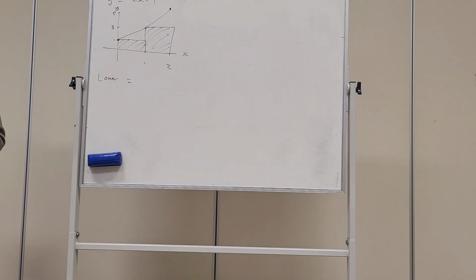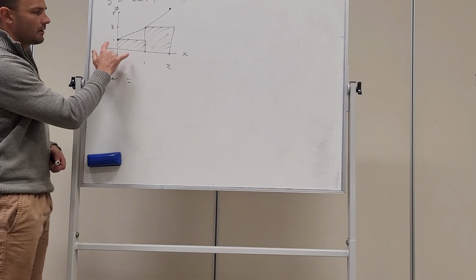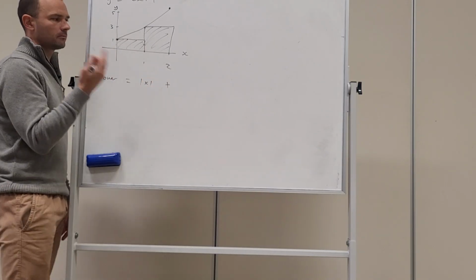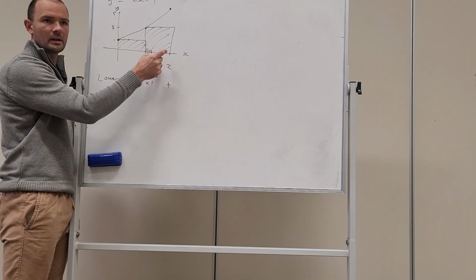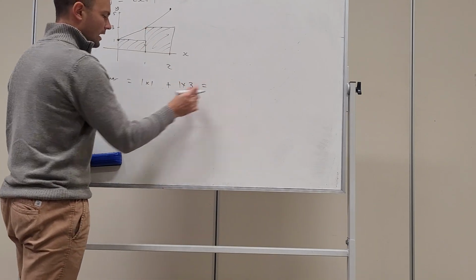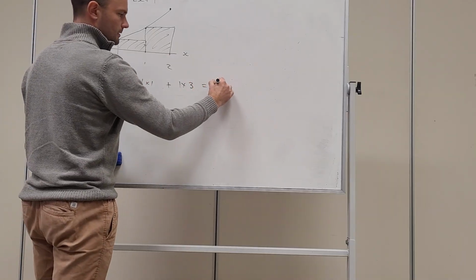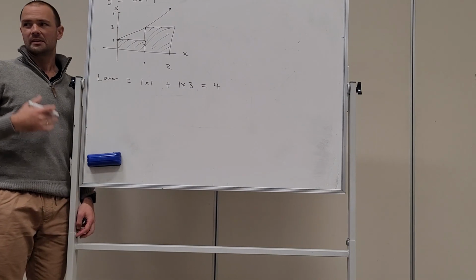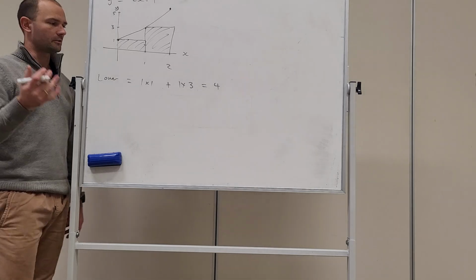And all we're going to do is go, well, it's going to be the area of rectangle 1, which is 1 times 1, plus the area of rectangle 2. Now rectangle 2 has a width of 1 and a height of 3, so plus 1 times 3. And so that's 1 plus 3, that gives us 4. Okay, so that's a lower estimate, and it's lower because it's an underestimate.